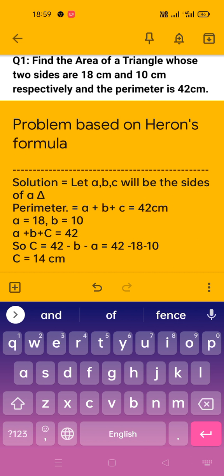When we substitute the value of A and B, that is 18 and 10, right? So it will be A plus B plus C is equal to 42. So we know that A is 18, B is 10. We have to find the value of C. How do we find the value of C? Subtract 42 by the value of B and by the value of A. So 42 minus 18 and 10, when we subtract these, we got the value of C, that is 14 cm.